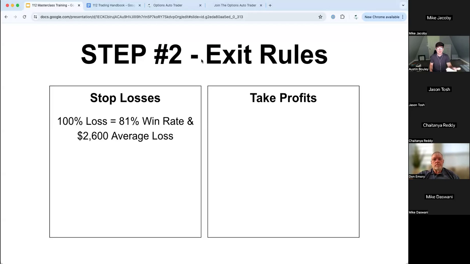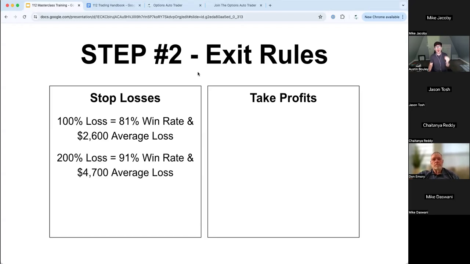Okay, so a 100% stop loss on these trades will give you an 81% win rate, and your average loss will be $2,600. So $2,600 per loss. Now, to be clear here, I'm talking about the ES futures. So if you were trading MES, think a tenth of this. So think $260 would be your average loss.